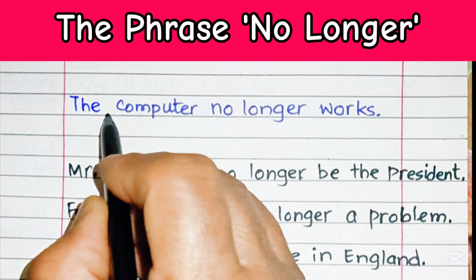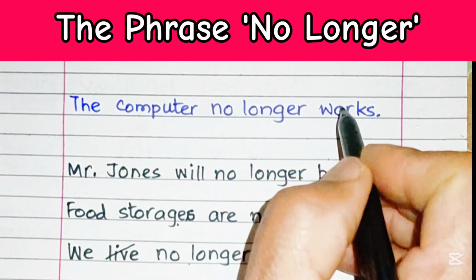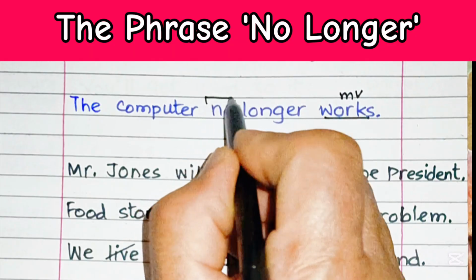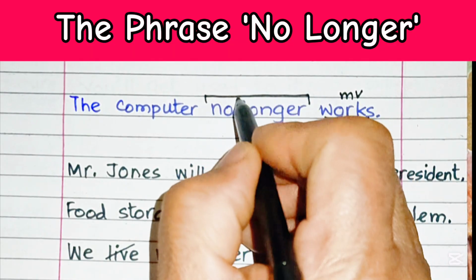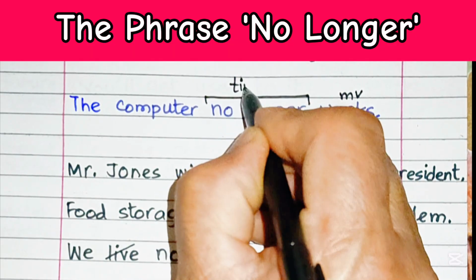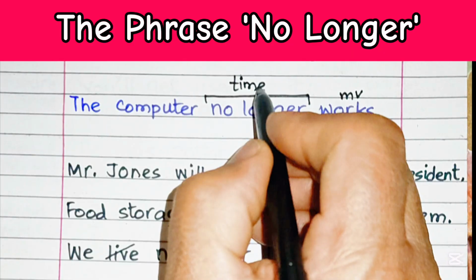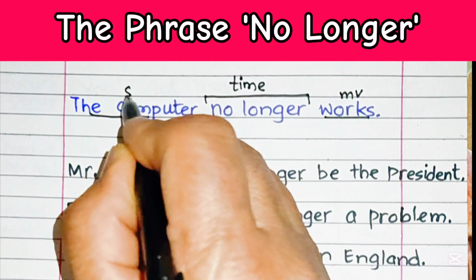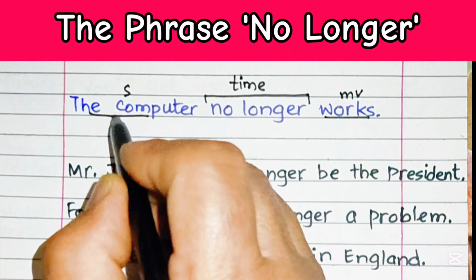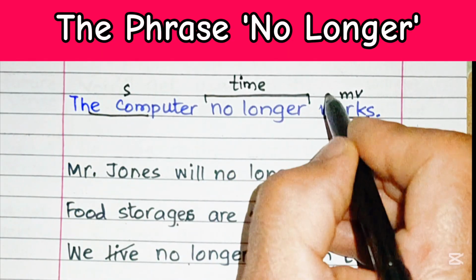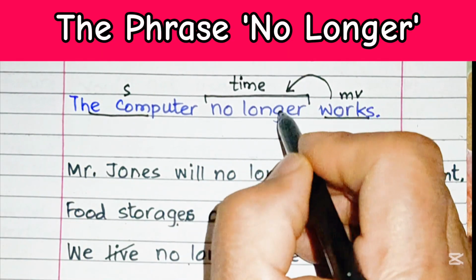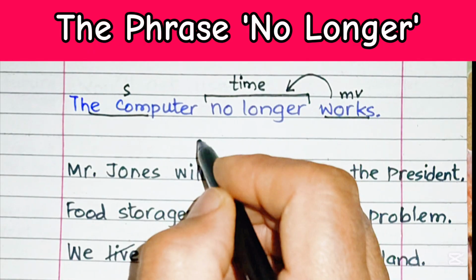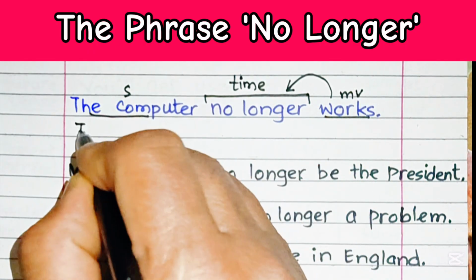The computer no longer works. Again, over here, this is the main verb "works," and this "no longer" is the phrase that reflects the time that has gone, and the computer over here is the subject. The computer no longer works. Before this main verb, we have to put "no longer." So the computer doesn't work anymore.